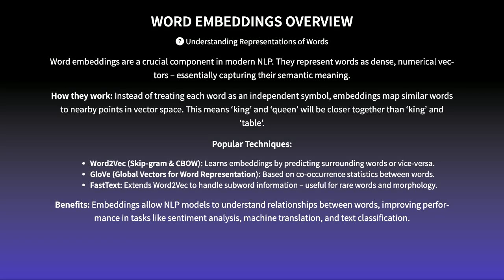Think of them as a way for computers to actually understand what words mean, rather than just treating them as random symbols. We convert each word into a list of numbers, a vector, where words with similar meanings are positioned closer together in this space. There are several popular techniques like word2vec and GloVe, which learn these embeddings from massive amounts of text data. FastText is particularly good at handling unusual or complex words. Basically, by representing words as vectors, we enable our NLP models to perform much better on tasks that require understanding the meaning behind the text.